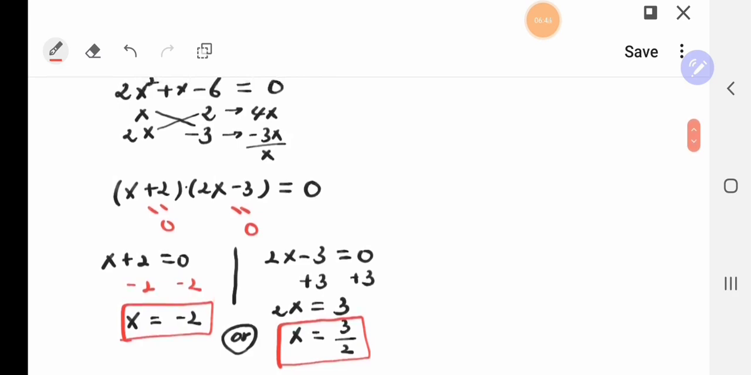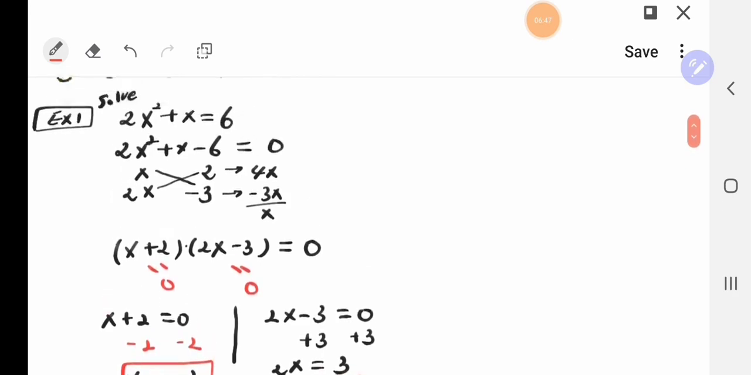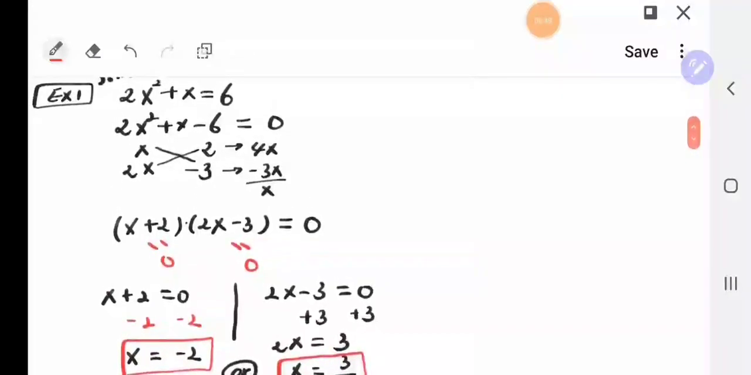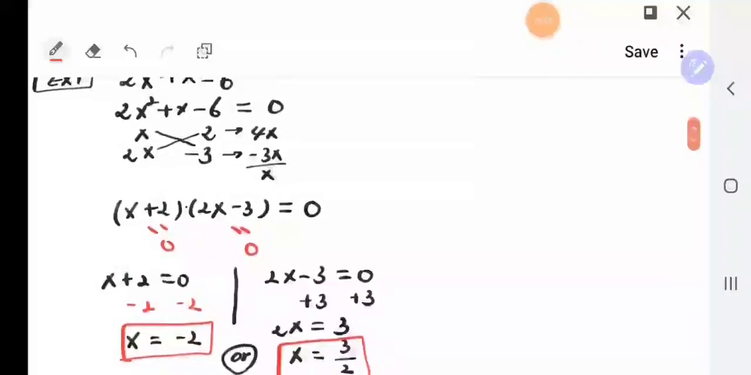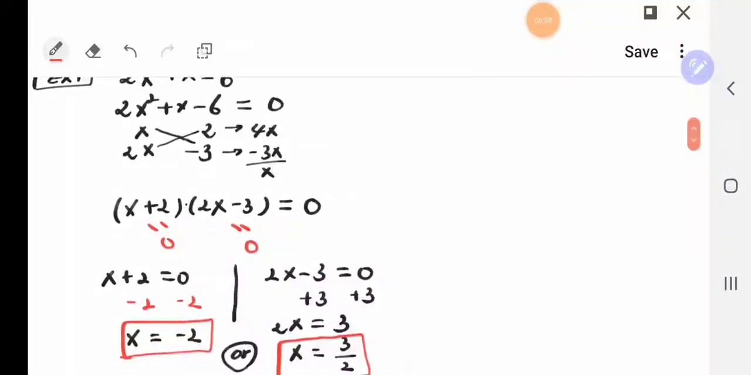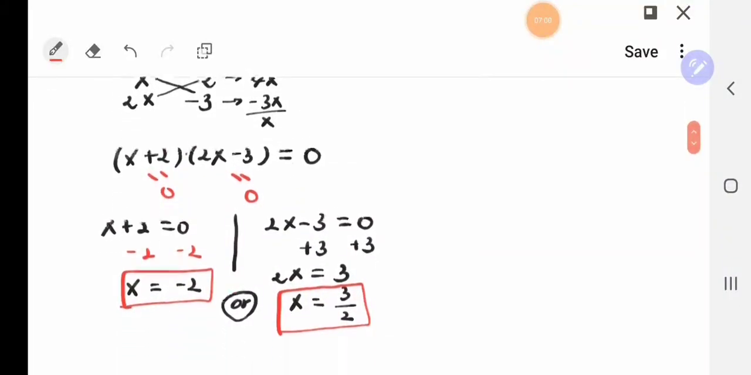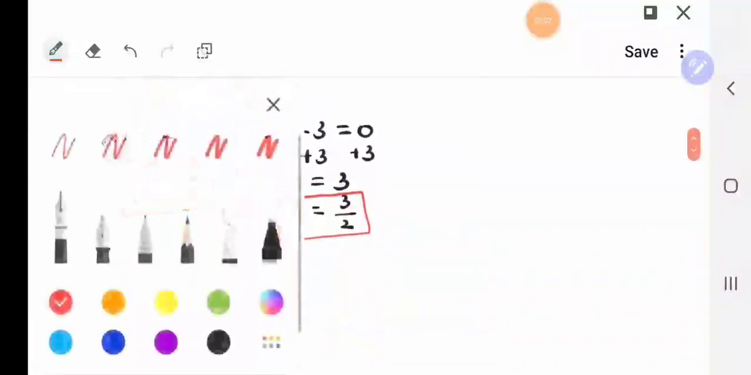Okay, the final step is to check this answer, but in this case you don't have to check because there is no restriction for this equation. We know that there's no restriction, so there are two solutions, negative 2 and 3/2. Okay, let's try another one.